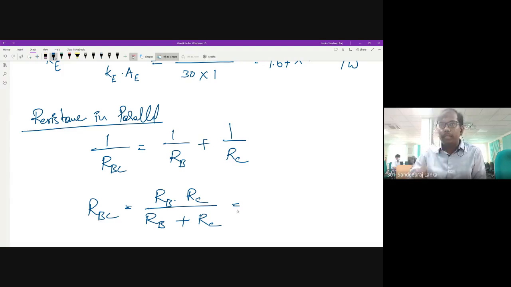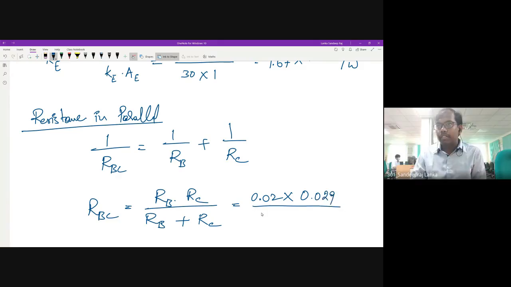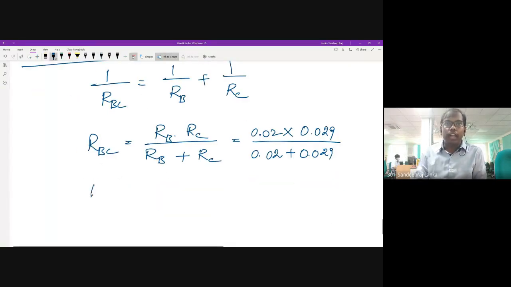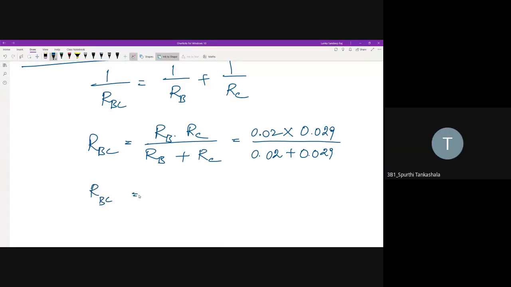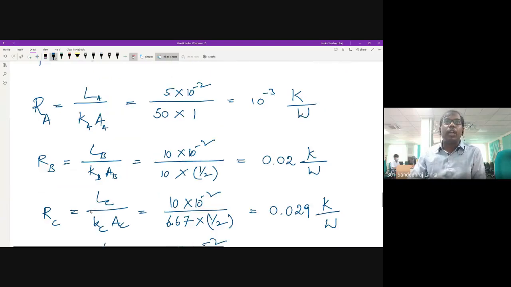That is equal to, RB value is 0.02. Am I right? RC value is 0.029. So 0.02 into 0.029 by 0.02 plus 0.029. Somebody tell me this RBC value now. 0.0118, 0.0118 Kelvin per watt. This is your RBC.